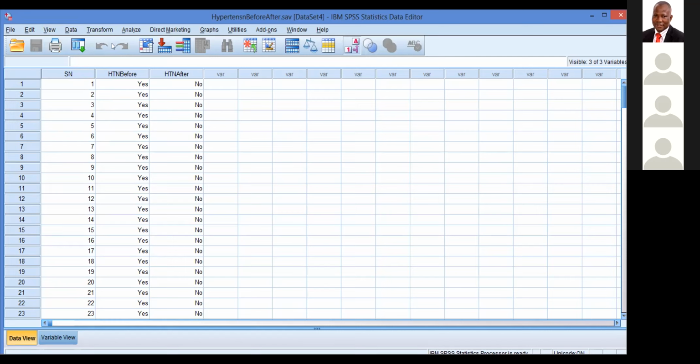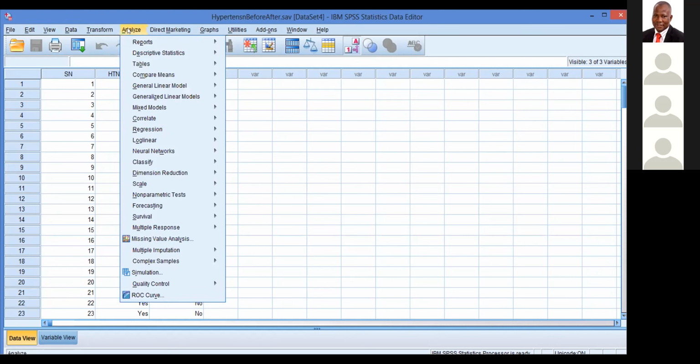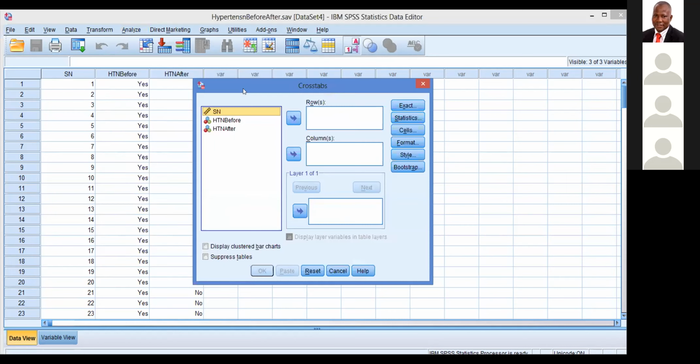Analyze now, Dr. Lamingo. Analyze, descriptive statistics, go to crosstabs. Click on it. So which one should be on the row? Which one should be on the column? I want to be asking you because it's a workshop that we are working together. Somebody said before should be on the row. Yes, before should be on the row.